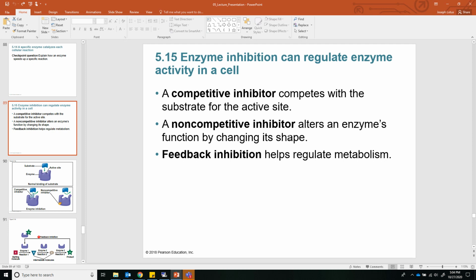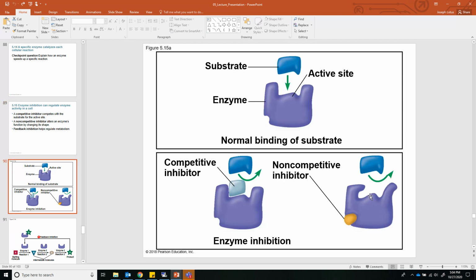There's another type of inhibition, which is called non-competitive inhibition. Non-competitive inhibitors do not bind with the active site. They do not physically compete for the active site. Instead, a non-competitive inhibitor will bind to another site on the enzyme, called the allosteric site. When they bind to the allosteric site, it causes the enzyme to change its shape. And when the enzyme changes shape, the substrate cannot bind anymore.